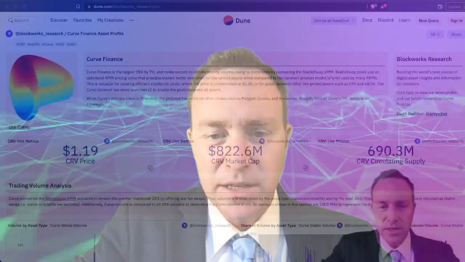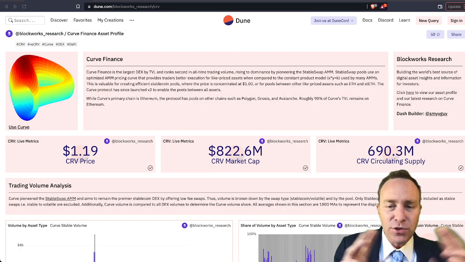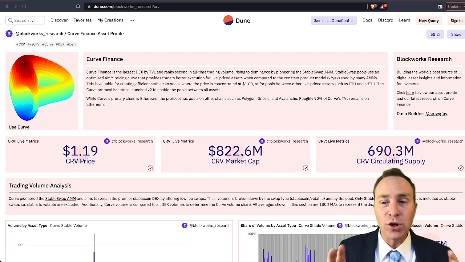GM fam, we're having some fun with Dune Analytics this morning, particularly a fantastic new dashboard built by Blockworks. Let's take a look. Now, I think Dune is great, particularly the volume of SQL data that you can query, but I actually don't commonly use Dune for two reasons.